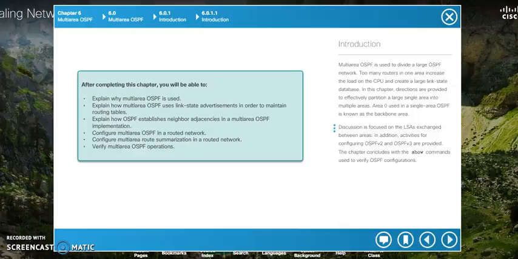Alright, so this week we're on chapter 6 and we're talking about OSPF yet again. This time it's on multi-area. Multi-area OSPF is how we divide large OSPF networks. You have your different areas, and there's a lot of things with addressing and the routes, and sometimes you have to summarize those routes.